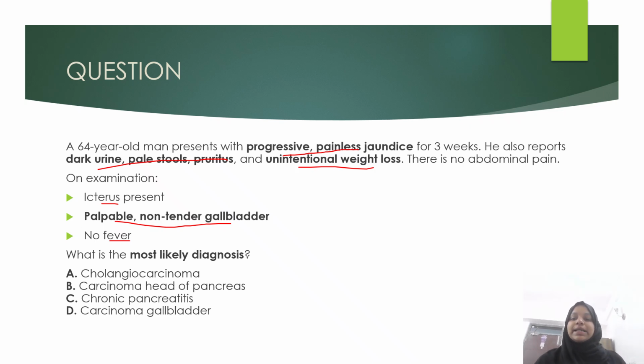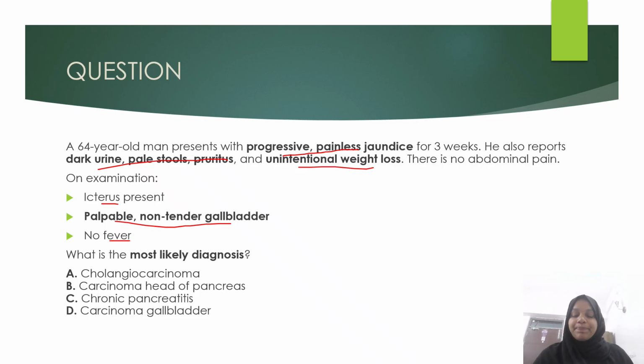What does that seem like? It seems like obstructive jaundice, because the stools will be pale and there can be pruritus due to the bile acids getting into the bloodstream, and unintentional weight loss can be a red flag sign of a malignancy. There is no abdominal pain. There is icterus present and palpable non-tender gallbladder.